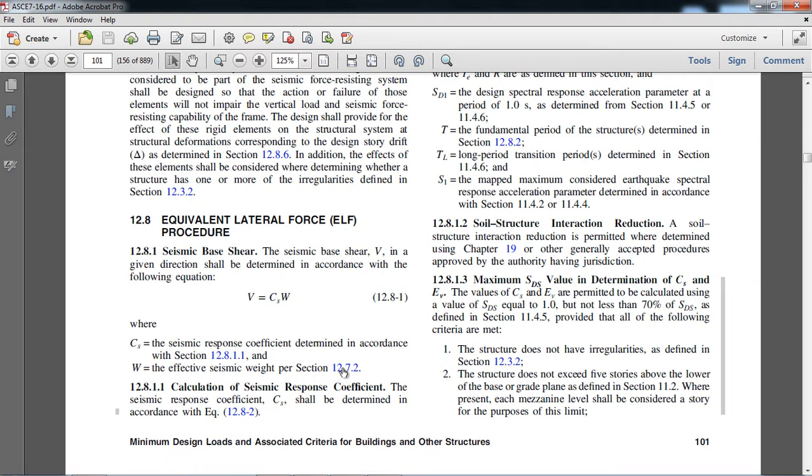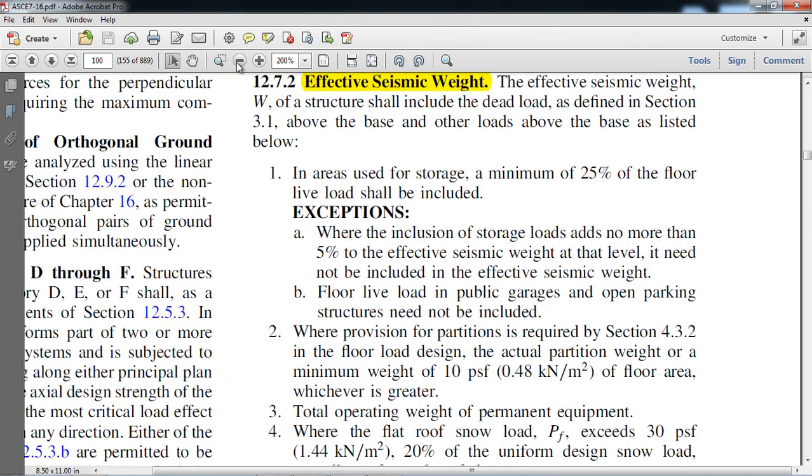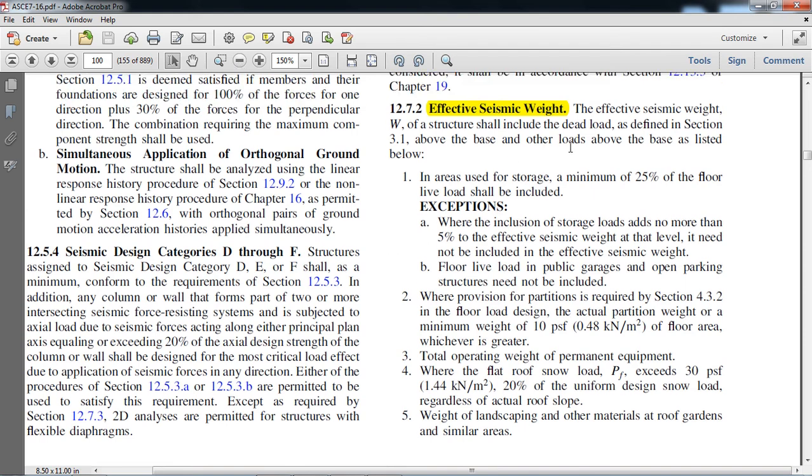So here I will click 12.7.2. Here is the effective seismic weight. The effective seismic weight includes the dead load of the structure, and second, the live load, minimum 25% live load, where the inclusion of storage loads adds no more than 5% of the effective seismic weight, at that level it need not be considered, meaning we can ignore it. And for partition load, we also have to consider a minimum of 10 pounds per square foot.